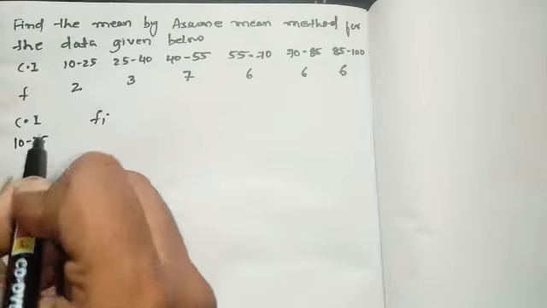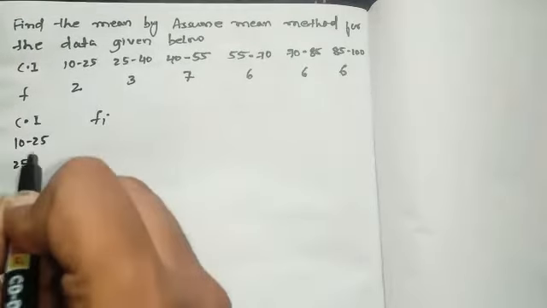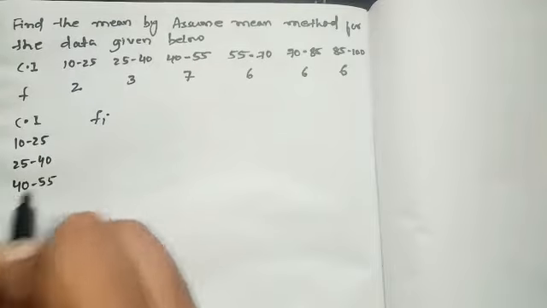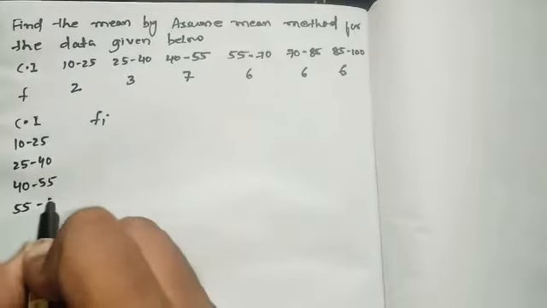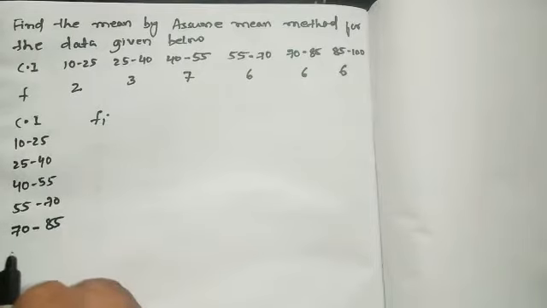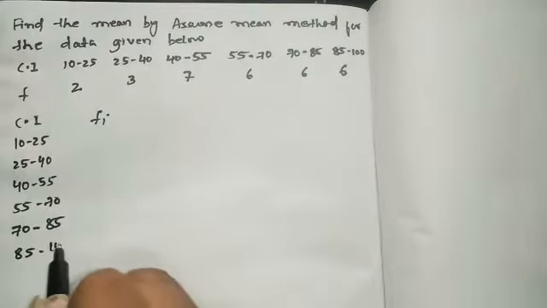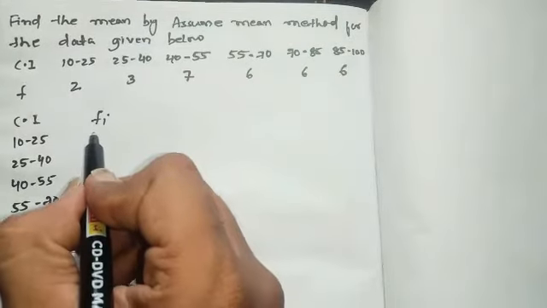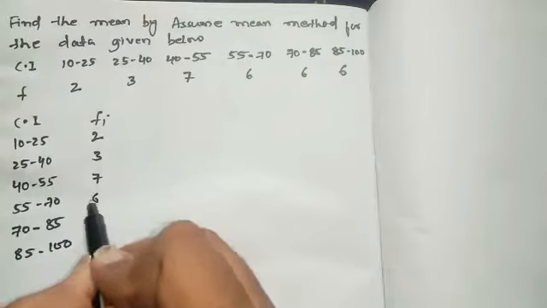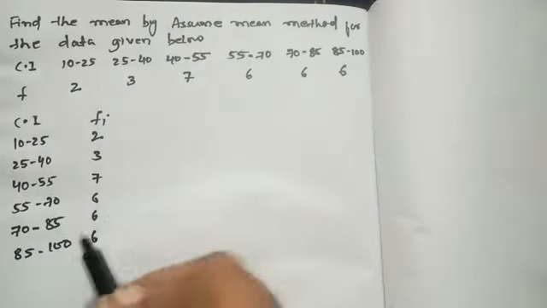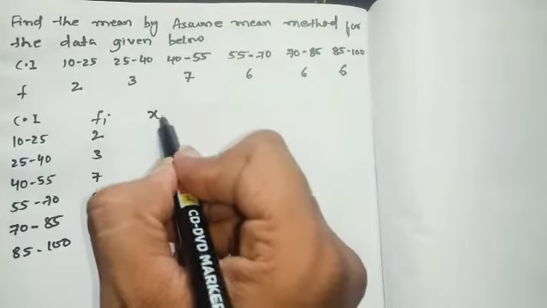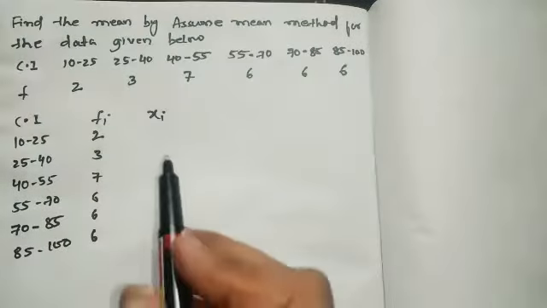10 to 25, 25 to 40, 40 to 55, 55 to 70, 70 to 85, then 85 to 100. Then write the frequencies: 2, 3, 7, 6, 6, 6. Then we have to find the xi, values of xi.